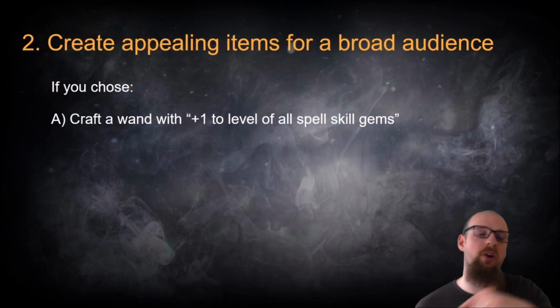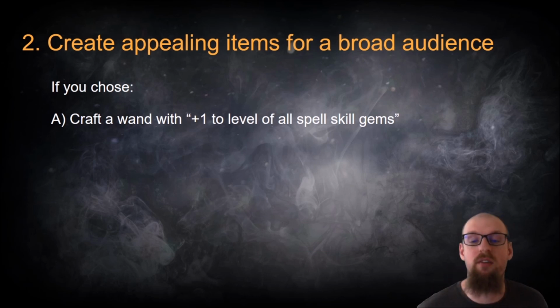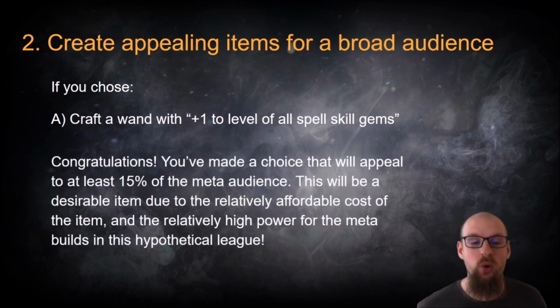Hello and welcome all of you who chose option A. You chose to craft a wand with the +1 to level of all spell skill gems. Congratulations, you've made a choice that will appeal to at least 15% of the meta audience. This will be a desirable item due to a relatively affordable cost of this particular wand and the relatively high power for the meta builds in this hypothetical league.